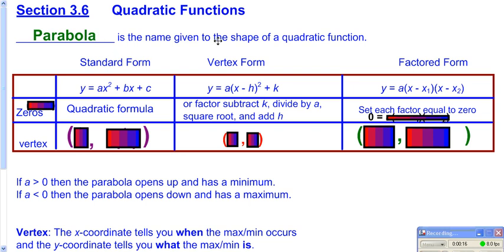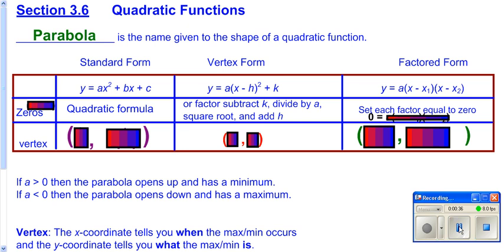There's really three forms that you can have your quadratic function in. Kind of the standard form with no parentheses. You can have it factored into two parentheses. We've done the factoring before. Or you can have what's referred to as the vertex form.